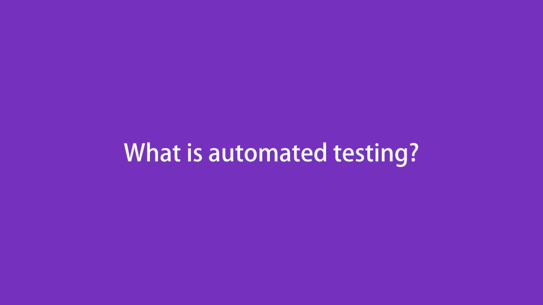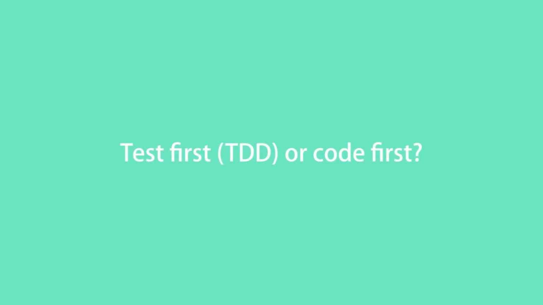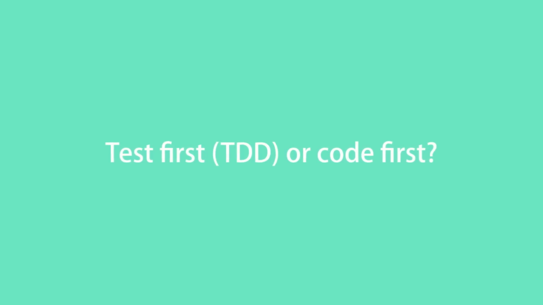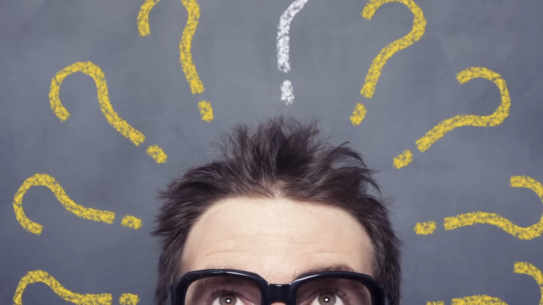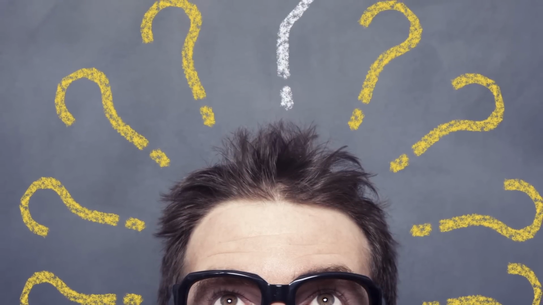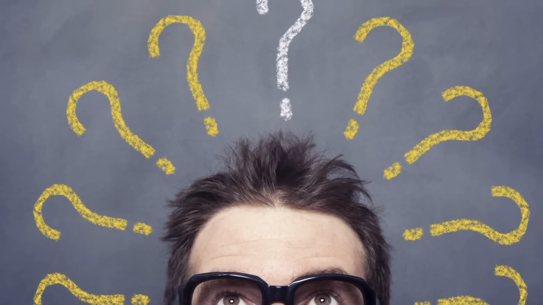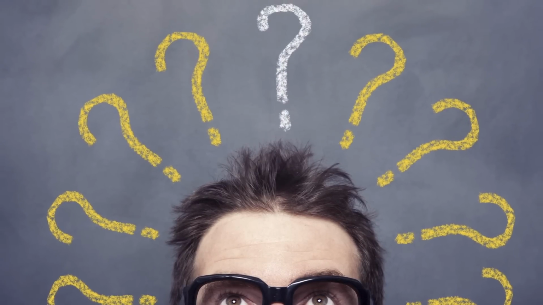So what is automated testing? Is it a replacement for manual testing? Do I really need it? How should I do it? Should I write my tests first, which we call test-driven development or TDD? Or should I write the application code first? Mosh, I don't know what to test. These are frequently asked questions about automated testing, and in this course, I'm going to answer all these questions one by one. So let's start with the first question.